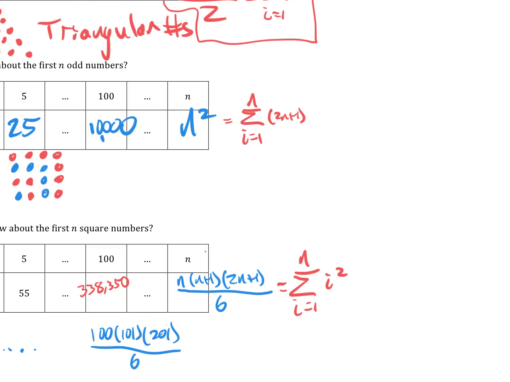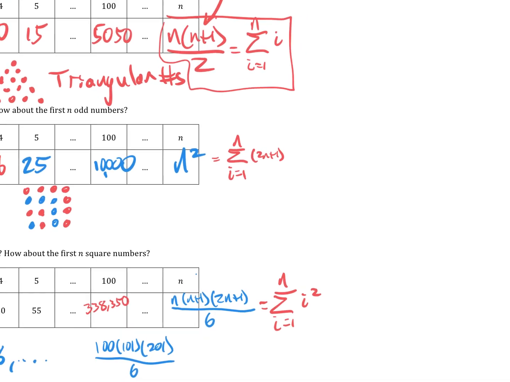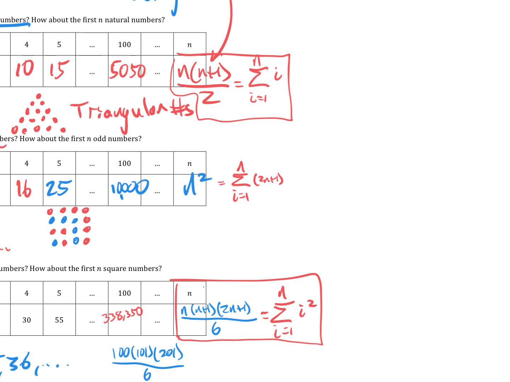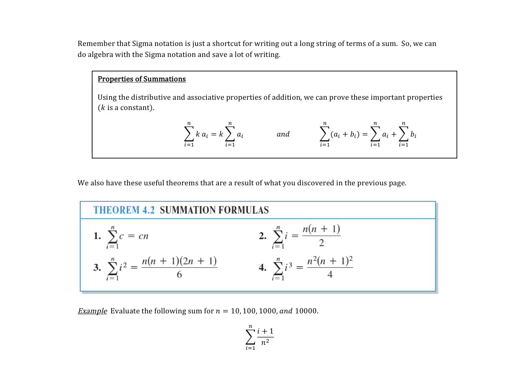So now if we have a sum, we can write this as an equation in terms of n. All right? Two important ones there: we have the sum of i and the sum of i squared. Two ones that we'll want to memorize. So now we can use these formulas and we can work with these sigma notations.